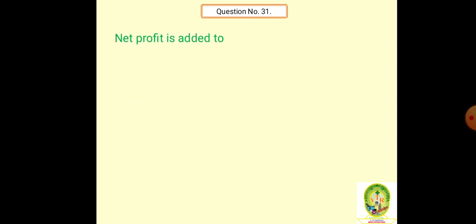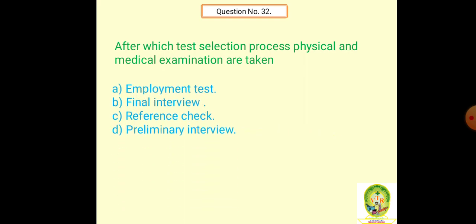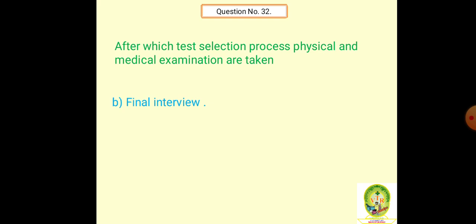Net profit is added to. Options are A. Gross profit, B. Capital, C. Drawing, D. Assets. Right answer is B. After which test selection process, physical and medical examination are taken. Options are A. Employment test, B. Final interview, C. Reference check, D. Preliminary interview. Right answer is B.